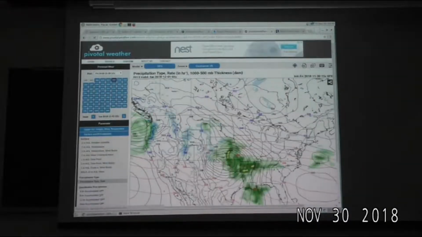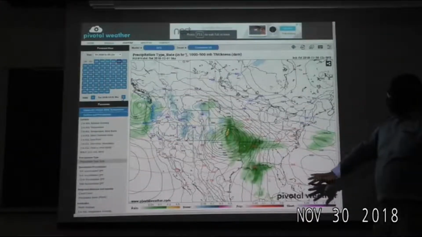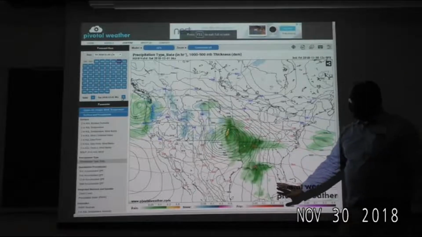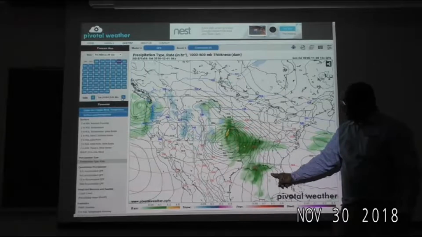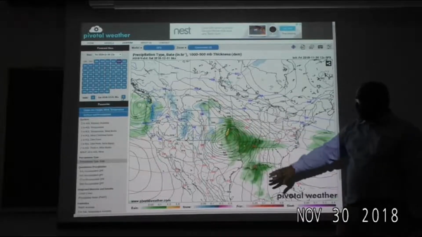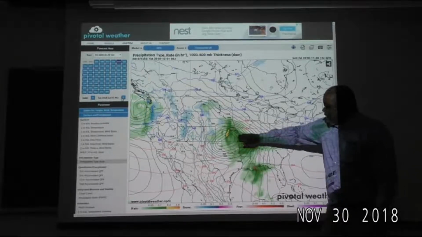If we just continue stepping forward, there's another really classic structure evolving here, and we'll look at the upper troposphere in just a few moments. It's this really nice thermal ridge. You can see it in the thickness field. Remember, thickness is a measure of the average temperature in a layer. This is from 1,000 to 500 millibars. A nice thermal ridge is beginning to develop here.